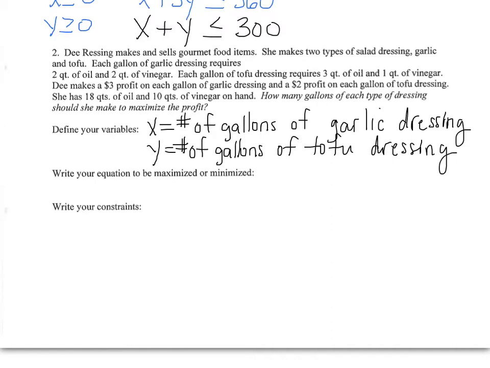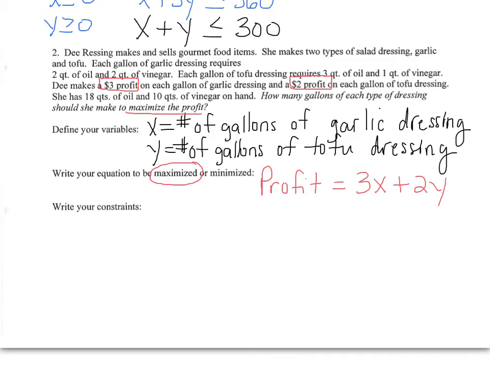All right, the next thing I need to do is set up my equation that I want to maximize or minimize. We want to maximize the profit. So in order to write my profit equation, I have to look through my word problem and find keywords like profit. I see it right here, $3 profit on a gallon of garlic dressing, $2 profit on a gallon of tofu dressing. Those are the numbers that I need. Profit is going to be equal to 3x plus 2y. I am never going to use the 3 and the 2 again.